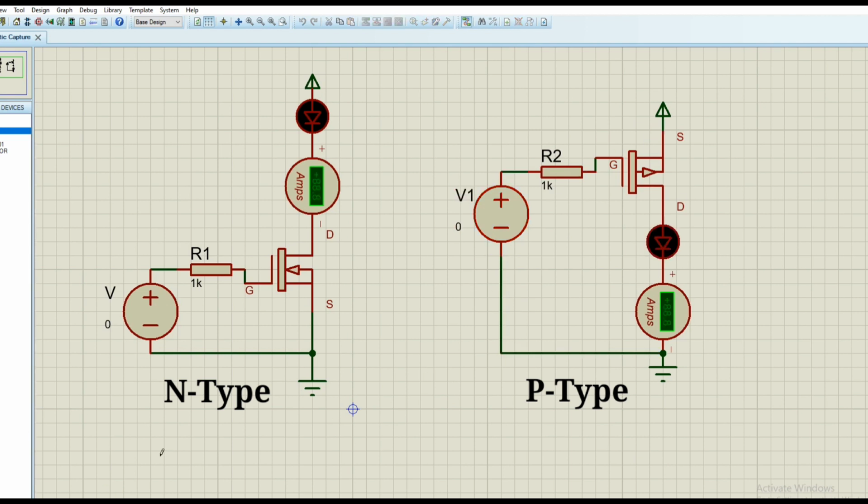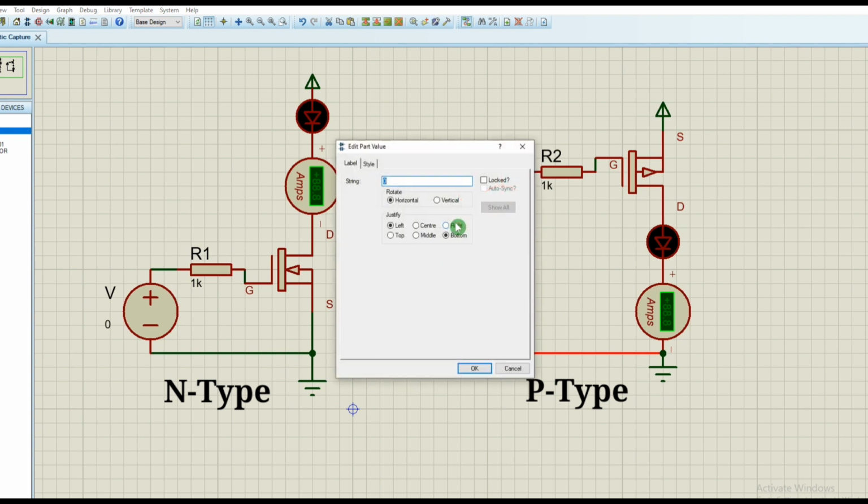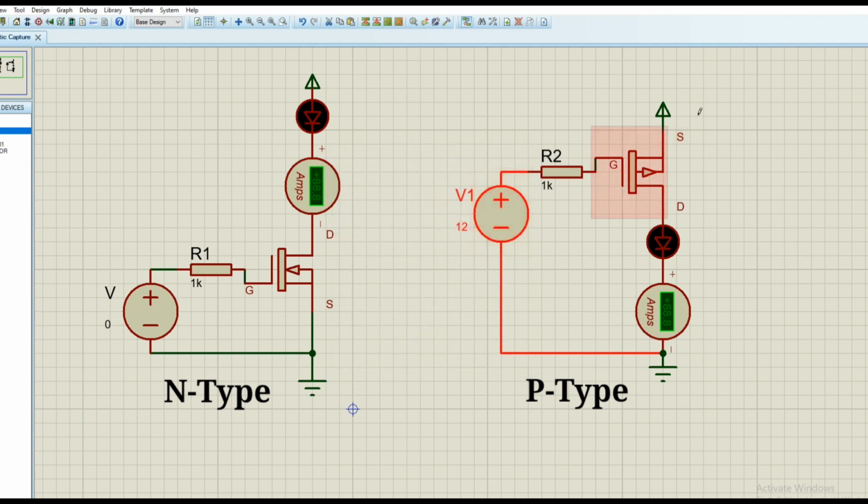And if I apply 12 volts over here, then VGS is 0, so it will never conduct, because the gate is also at 12 volts with respect to the same ground, so no current flows through this device.